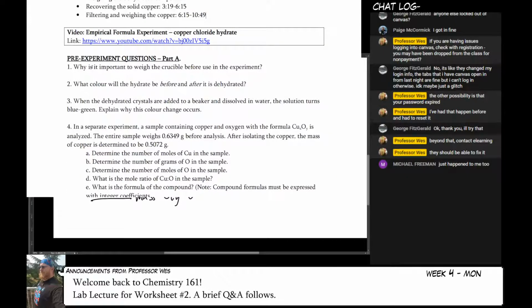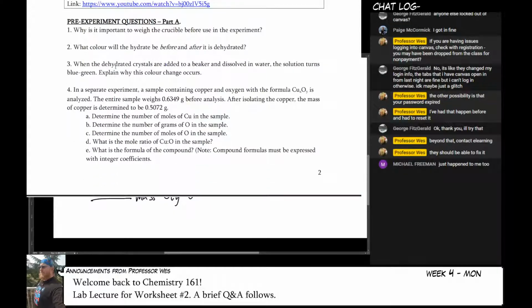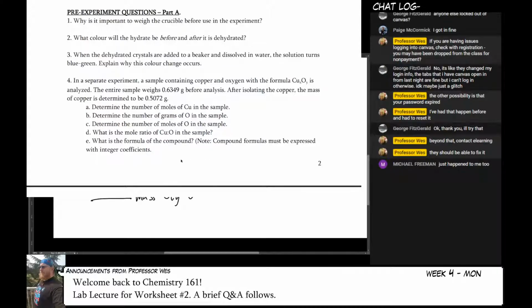Okay? So I ask you some questions about the procedure, and then I ask you to do this sample experiment with copper and oxygen, and then suppose that we only have copper and oxygen in the air. We don't have any water. And then when I do the analysis and I isolate copper, I get this much copper. So you could do the same thing to figure out the masses of what was in there.